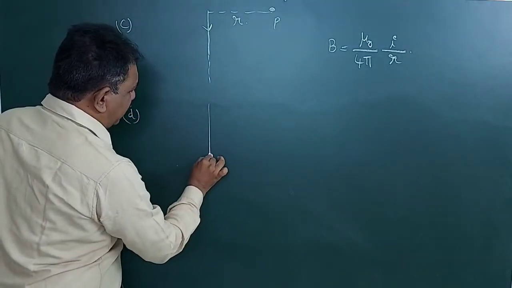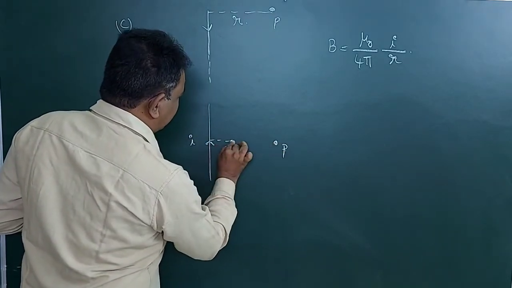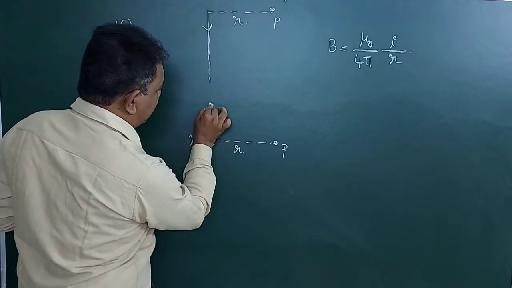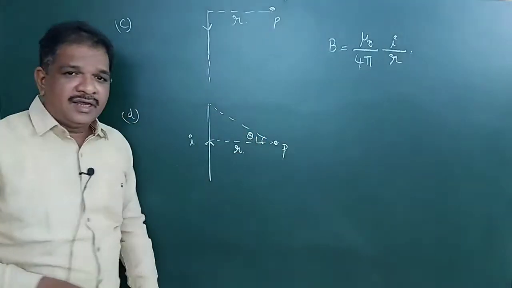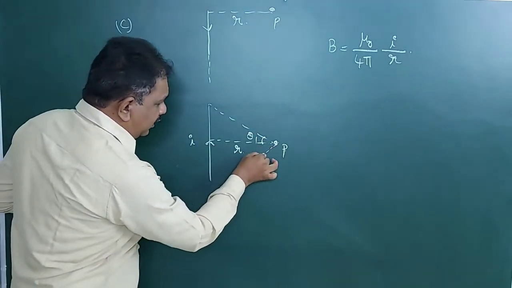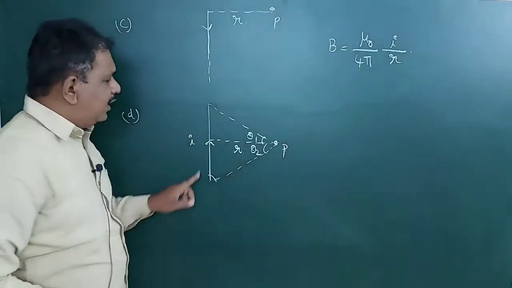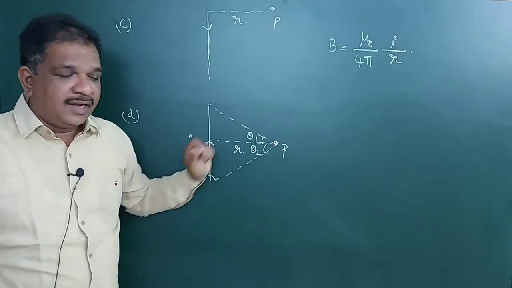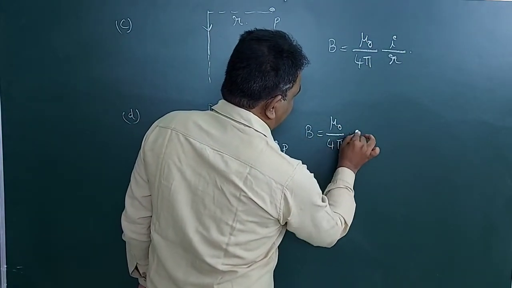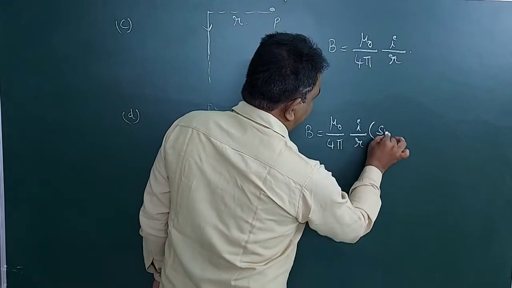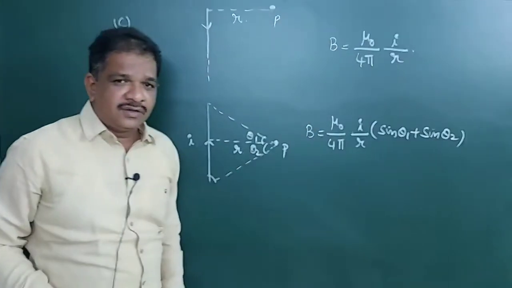This is the finite wire carrying current I. A point is here at a perpendicular distance R. The line joining the point and this end makes an angle theta 1. The line joining the point and the other end makes an angle theta 2. Then because of this wire, the magnetic induction here will be mu naught by 4 pi I by R into sin theta 1 plus sin theta 2.